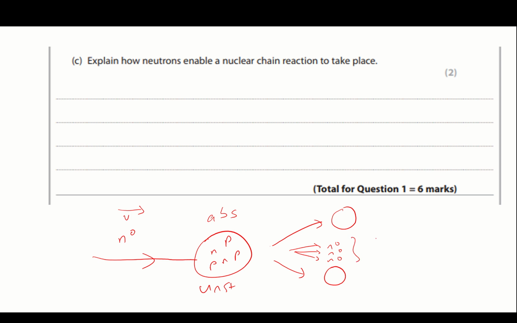These little beauties will then go on to cause fission in 2 to 3 more fissionable nuclei, and then obviously this gets out of control and we make a chain reaction.